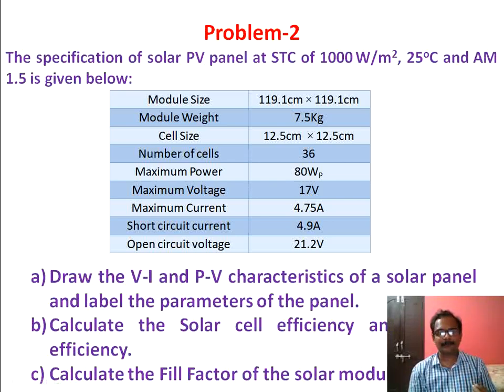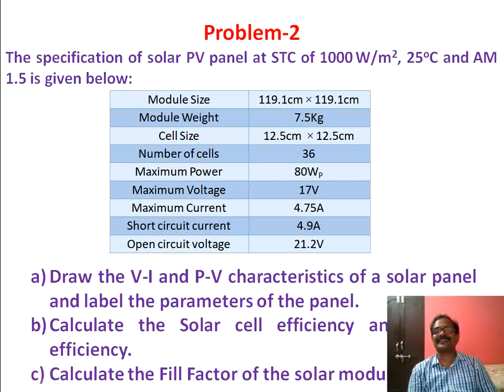Maximum power is 80 watt peak. Maximum voltage, that is the voltage at maximum power, is 17 volts, and maximum current, that is the current at maximum power, is 4.75. So if I multiply 17 into 4.75, I will get 80 watt. Right. Short circuit current is 4.9 amperes. Open circuit voltage is 21.2 volts. These are the specifications of a solar panel.